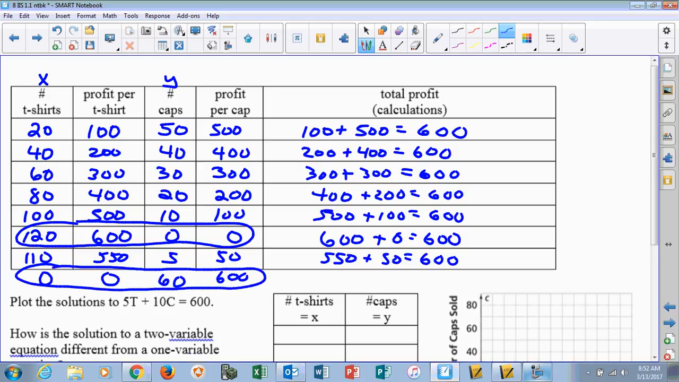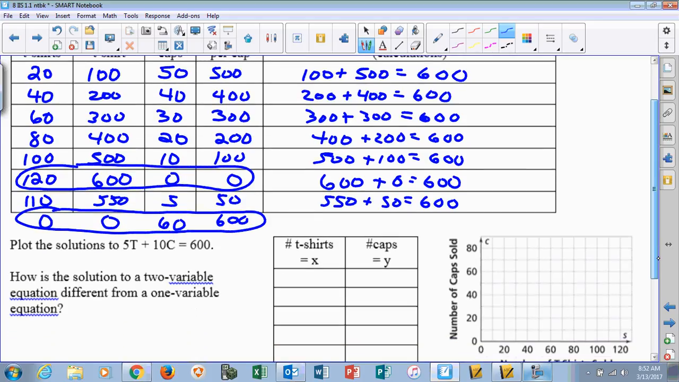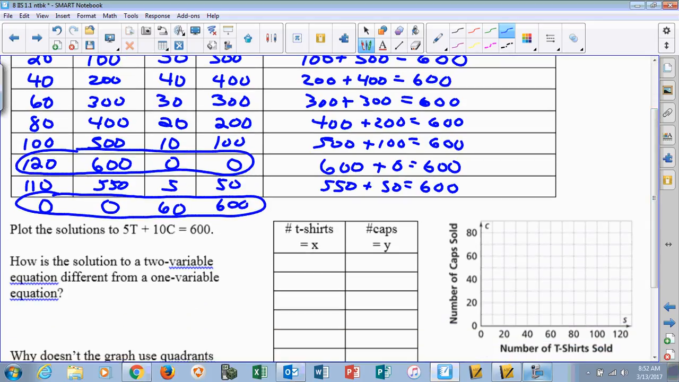Okay. So if I were to go down and plug these points in, you got 20, 50. And again, when we write them as a coordinate, it's a comma with the parentheses around it. We got 40, 40, 60, 30, 80, 20. We got 110.